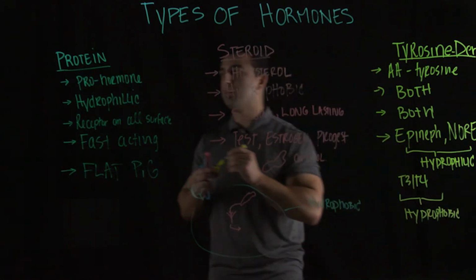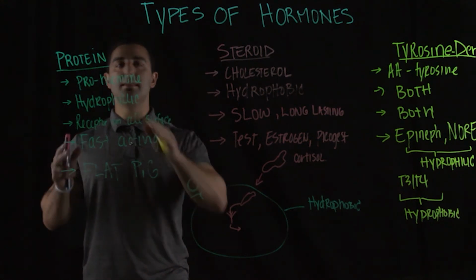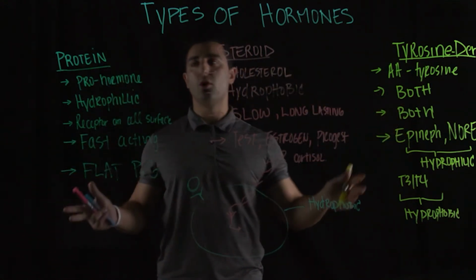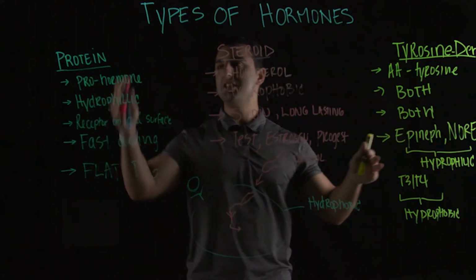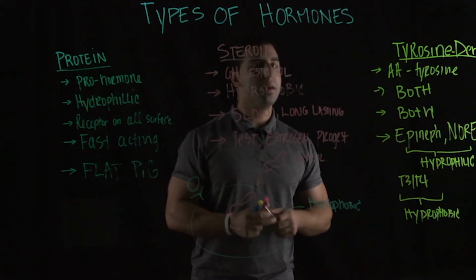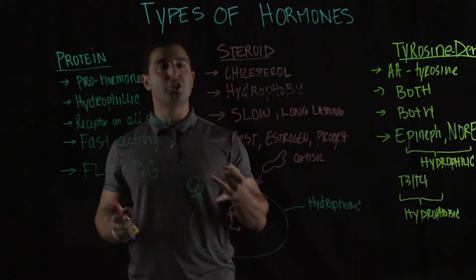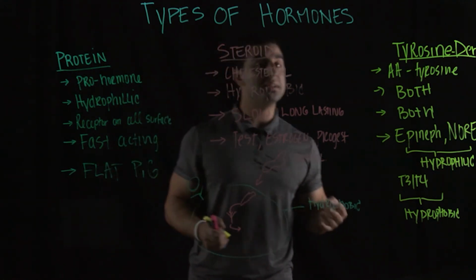So again, just to summarize, you can see that the types of hormones are separated based off of 3 classes, and each of these classes have their own specific binding site, specific action, specific synthesis, and the different types of hormones.